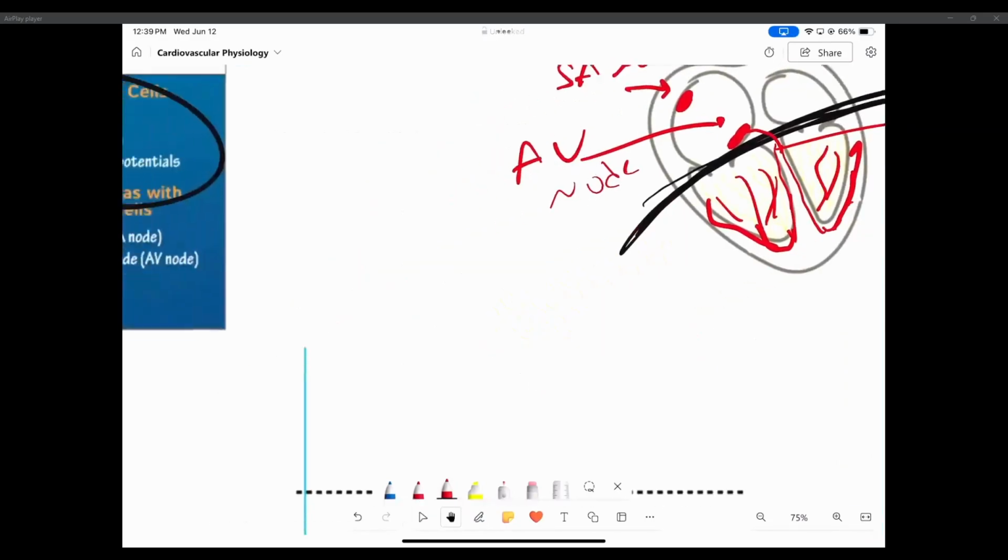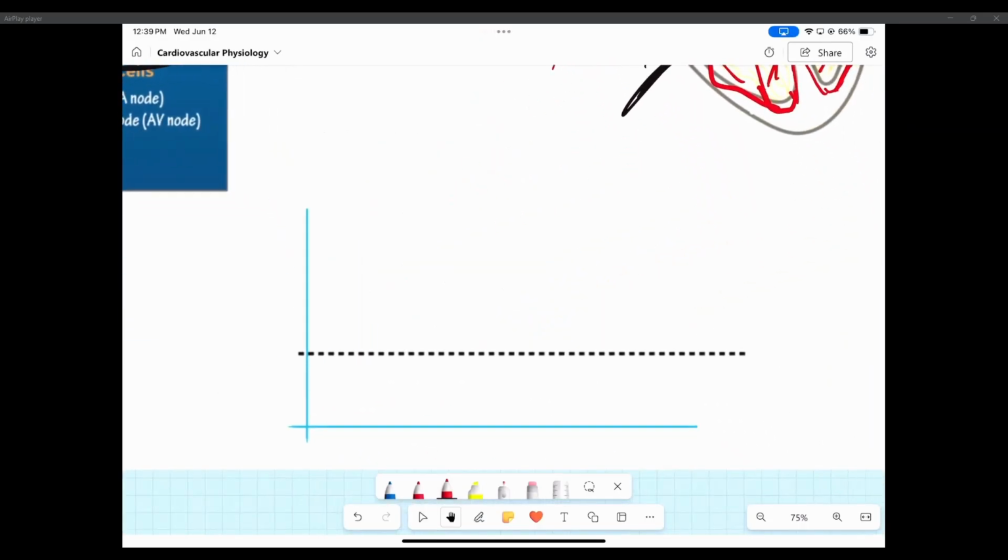Okay. So let's look at the action potential now.